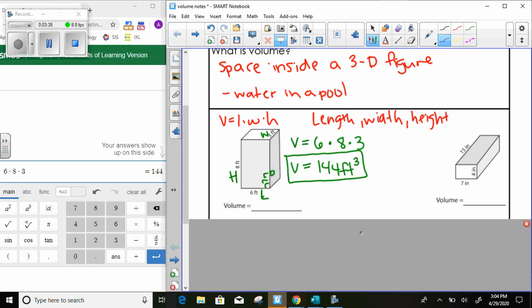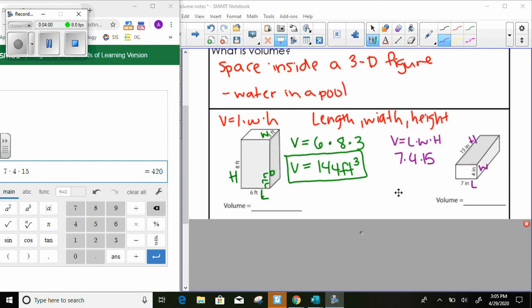Now for the second one that we have over here, it's the same exact idea. We're using the same formula of volume equals length times width times height. So I'm going to label my length, width, and height. And then I'm simply going to multiply those values together and solve it. Pause here, make your calculation, and then check to see if it's the same as mine.